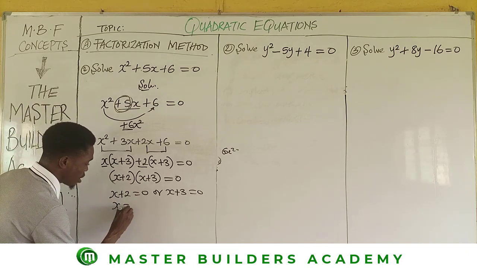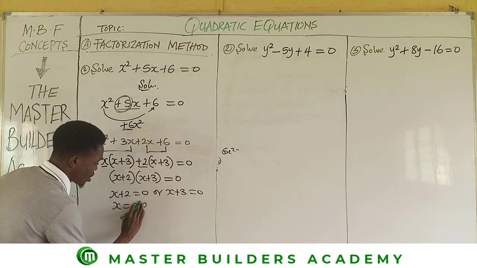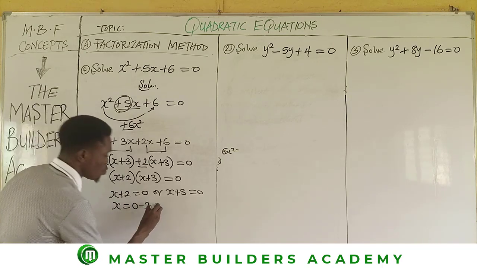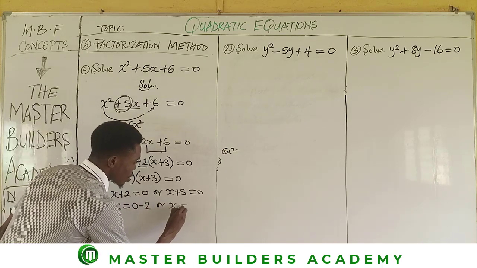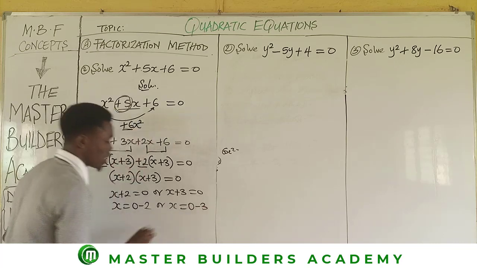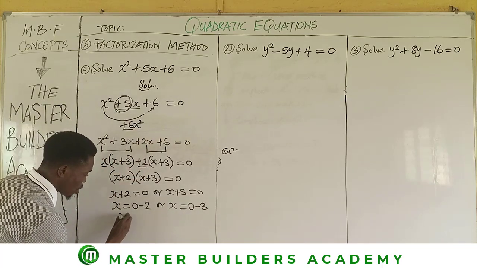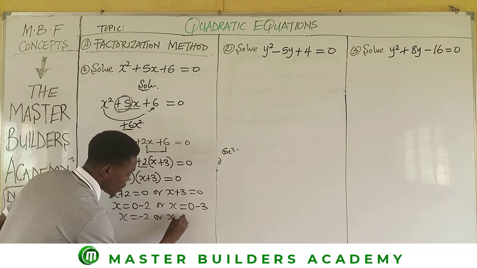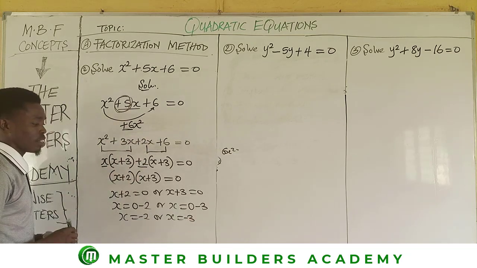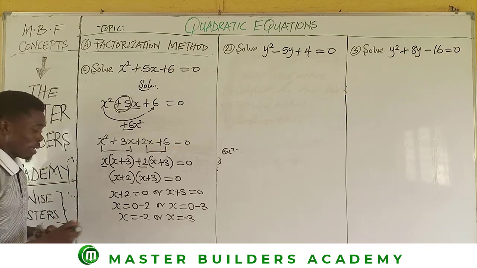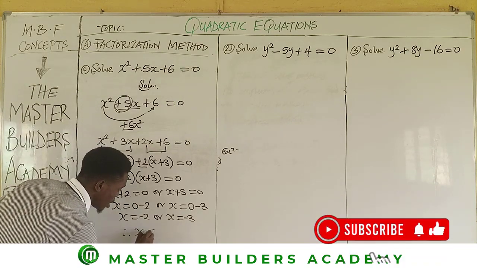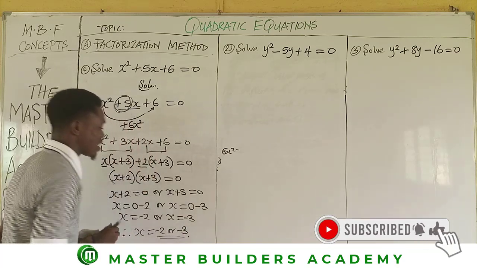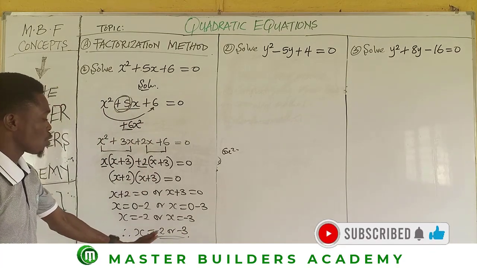Therefore, we are going to have x is equal to 0 minus 2, because when plus 2 crosses the sign of the equality, we have minus 2. Or x is equal to 0 minus 3. We collected like terms. Now, this will have given us x is equal to minus 2 or x is equal to minus 3. 0 minus 3 is minus 3. 0 minus 2 is minus 2. Therefore, finally, x is equal to minus 2 or minus 3. This is the answer to this particular equation.